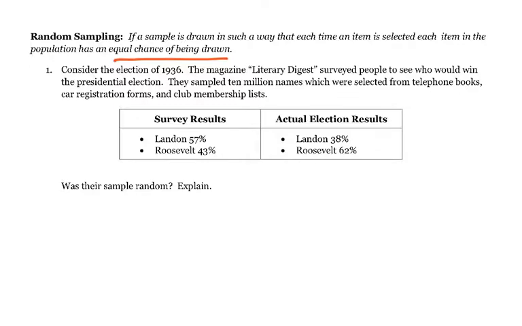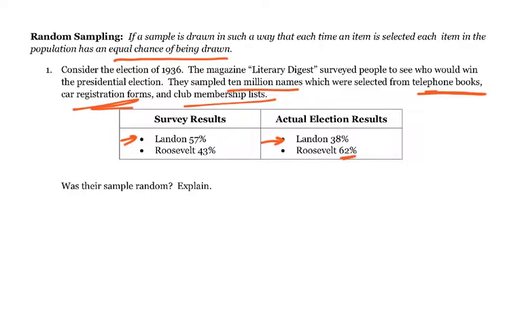So we can consider the election from 1936. There was a magazine, Literary Digest, which surveyed people to see who would win the presidential election. They sampled 10 million names, which were selected from telephone books, car registration forms, and club membership lists. The survey results had Landon winning, earning 57% of the vote. But in the actual election, Landon lost. He only received 38% of the vote, and Roosevelt ended up winning with 62%.